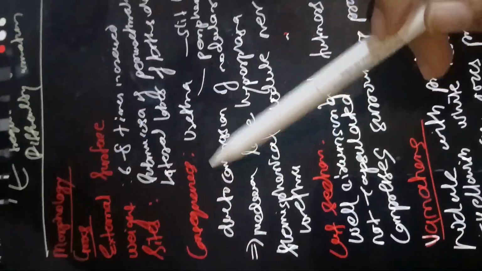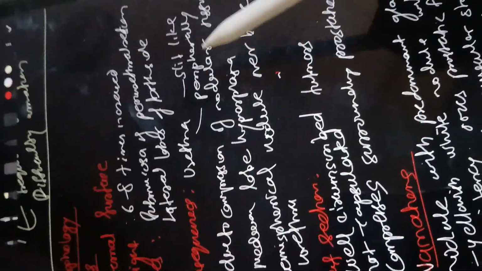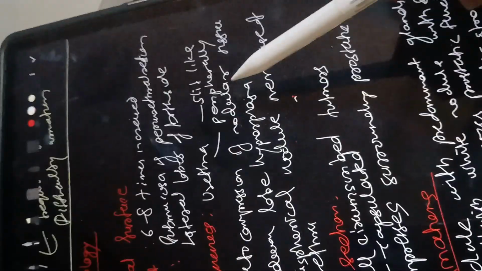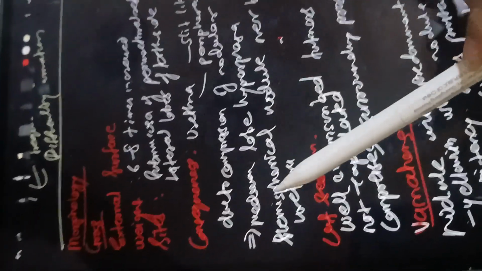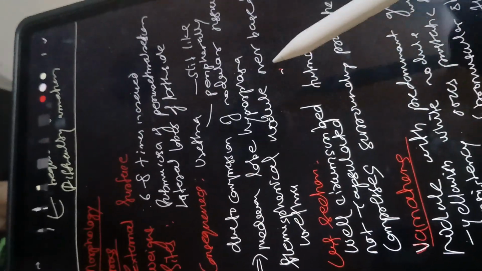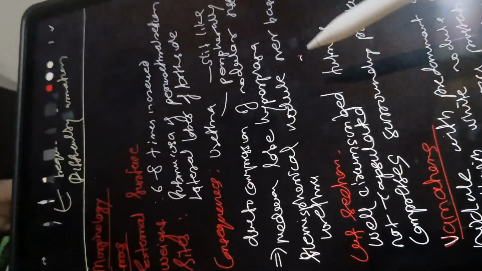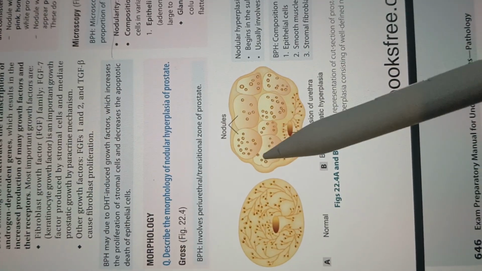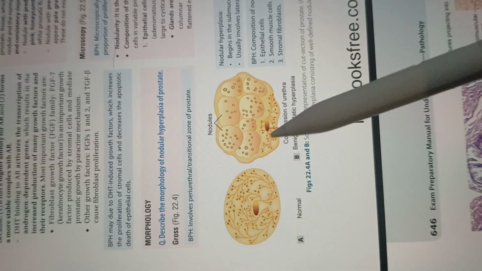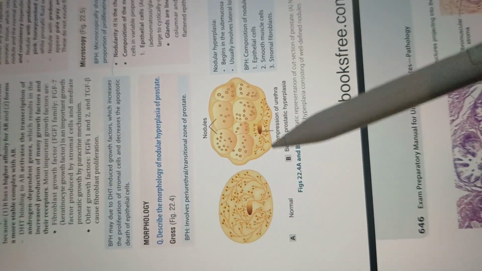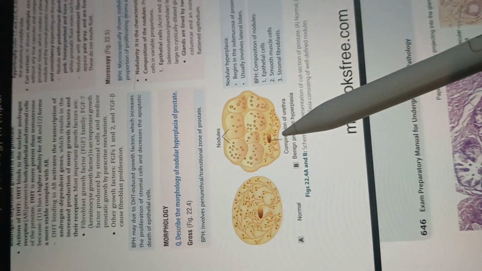And what are the consequences? The urethra becomes slit-like and peripheral due to compression by the nodular region. Also, medium lobe hyperplasia is observed when the hemispherical nodule over the base compresses the base of the urethra. As seen in this diagram, the nodules have created a slit-like urethral opening at the end and it has been pushed towards the periphery.